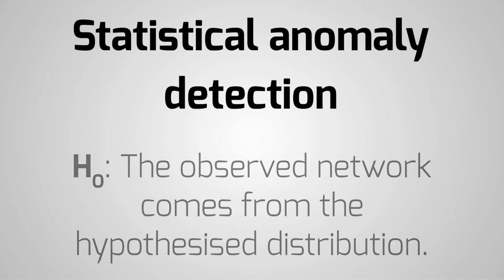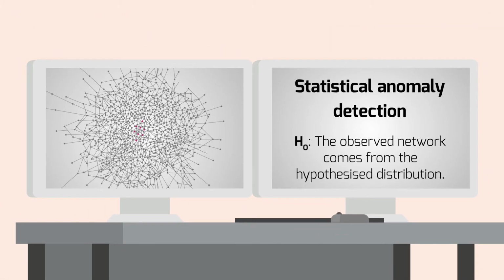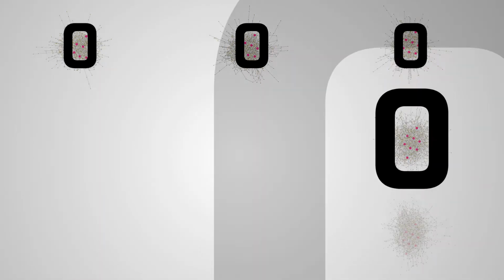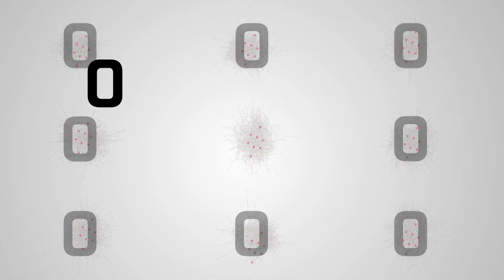Our null hypothesis is that the observed network comes from the hypothesized distribution. Our test statistic is the number of times the red structure appears. Say, for example, we generate 9 networks from the network model and count how many copies of the red structure appear in each one. We order these counts to see where our observed count of 1 sits within the sequence. Here, the observed count is the largest.